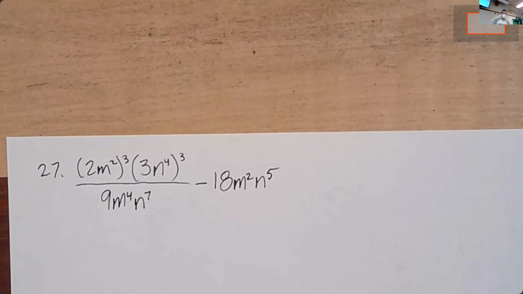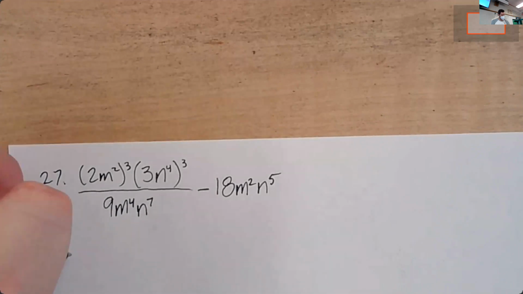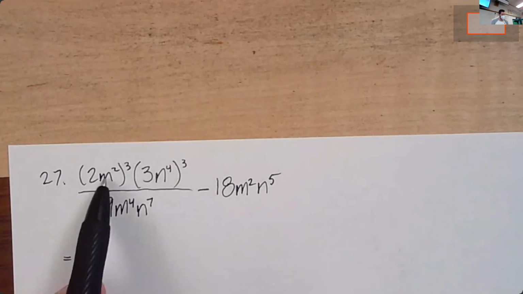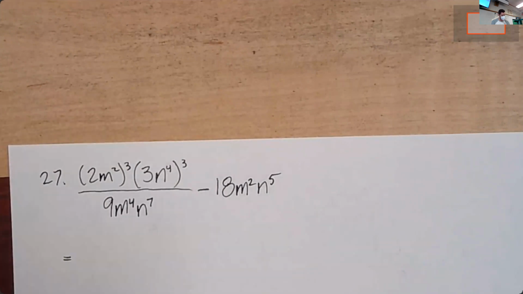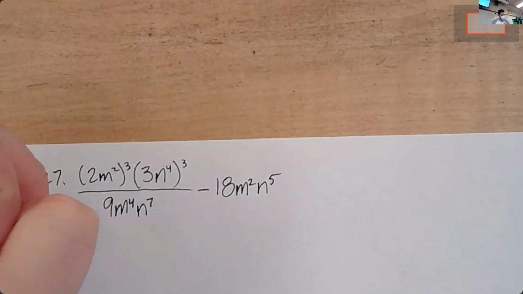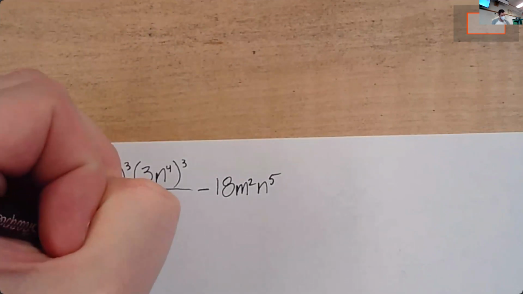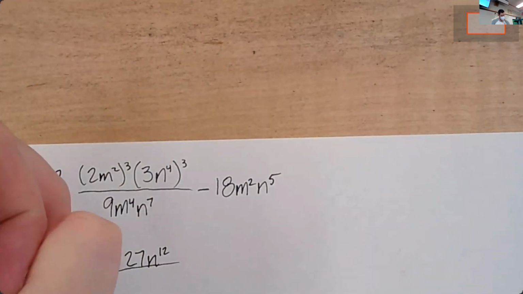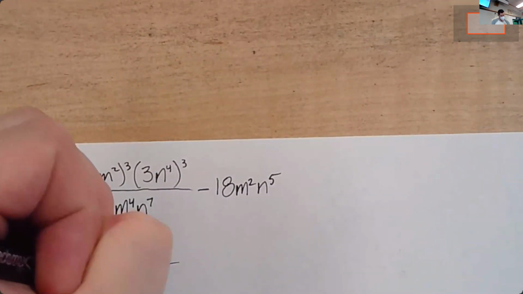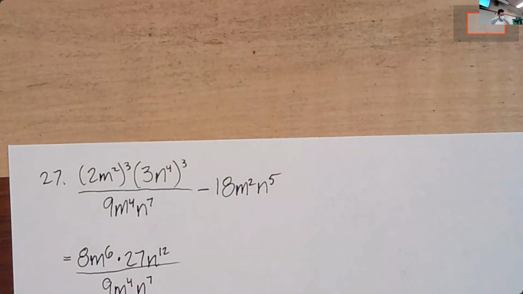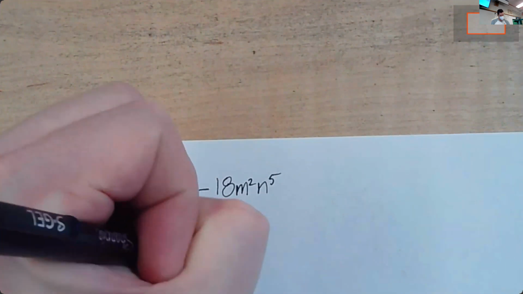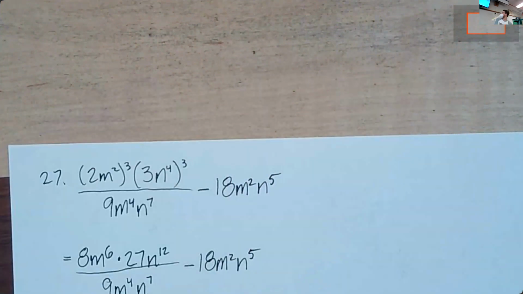Starting off here with the power rule. So we have to apply the exponents to the parentheses on the numerator first. So we've got 2 to the 3rd power, which is 8. M to the 2nd to the 3rd, multiply the exponents, is m to the 6th, times 3 to the third power, which is 27. And then n to the fourth to the third, multiply the exponents, is n to the 12th power. And that is going to be all over 9m to the fourth, n to the 7th, minus that 18m squared n to the 5th.